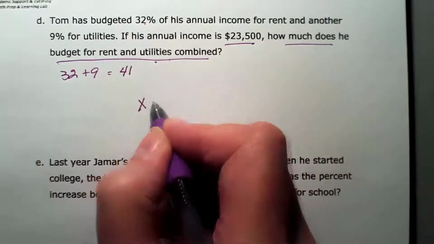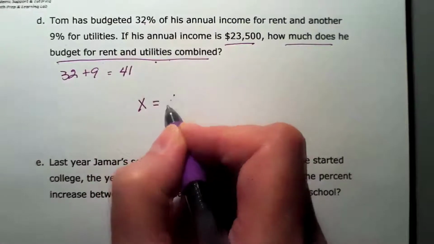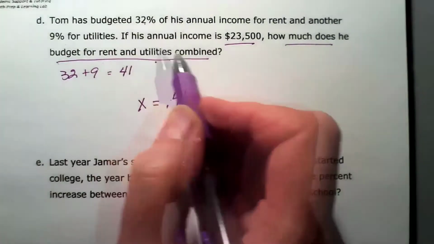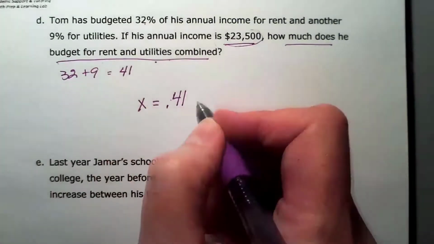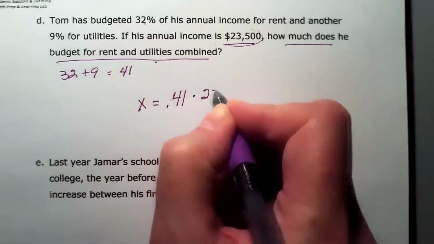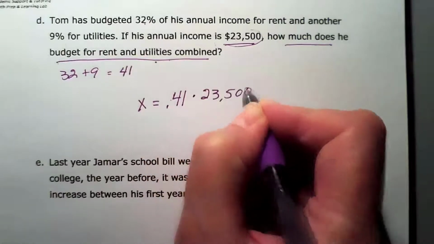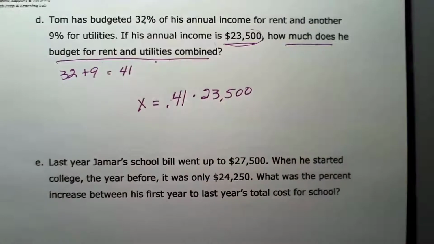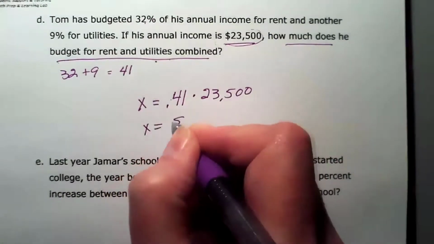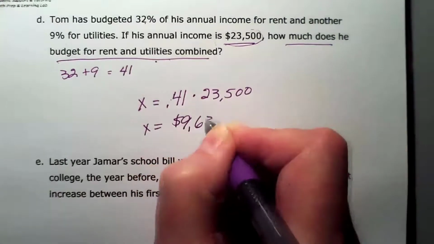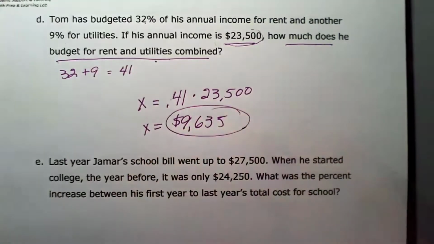So the amount is what I'm looking for. The amount is 41% of the annual income. So times 23,500. So when I multiply that, I get X equals $9,635. So that's how much he budgets for his rent and utilities combined.